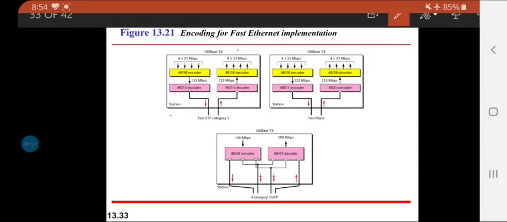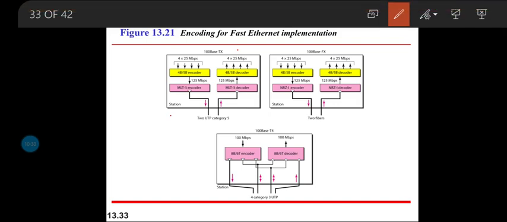Coming to the very first implementation, which is 100 Base-TX, it uses two pairs of twisted pair cable, that is, as we have already said, category 5 type of UTP, or it can also be category 5 type of STP. UTP and STP stand for unshielded twisted pair and shielded twisted pair. So we make use of such an implementation for this 100 Base-TX, and that is why the name TX here.